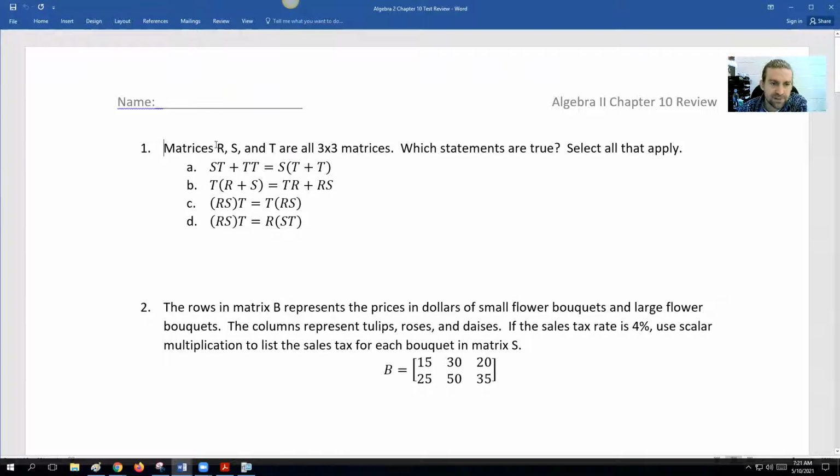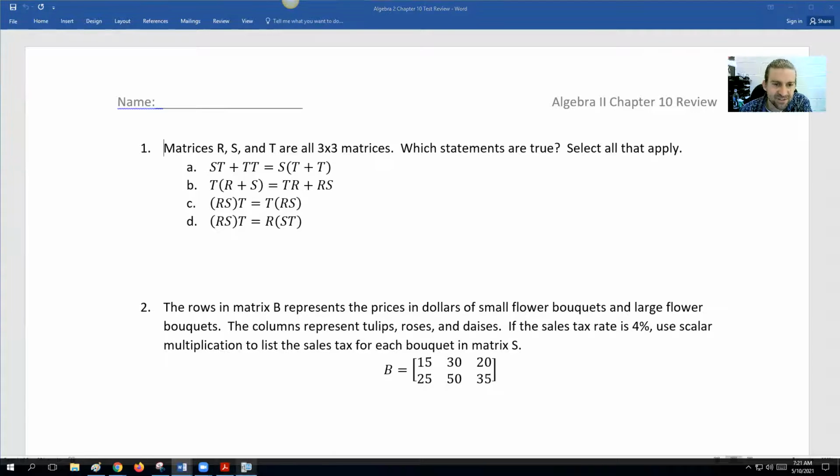All right, so we got matrices R, S, and T, and they are all 3 by 3 matrices. Which statements are true? Select all that apply. So hopefully you guys remember some of the rules with matrices. But the biggest thing I want to make sure you understand is that if you don't remember some of the rules, you can kind of find your way through that.